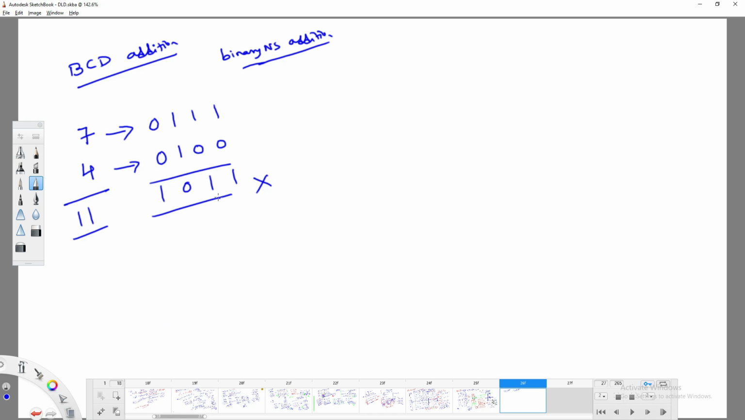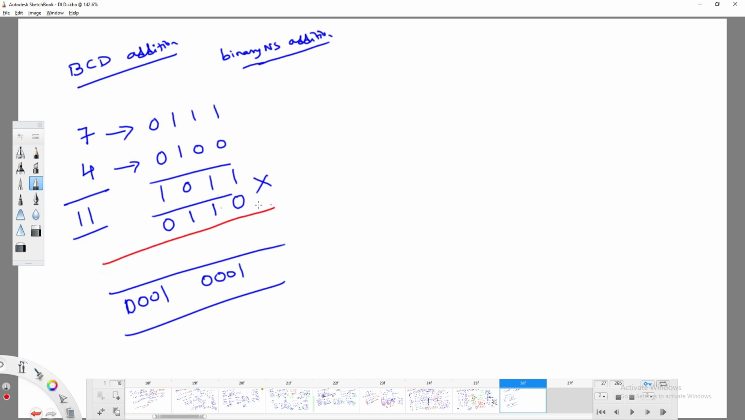But what is the result we need? 11. Can you convert this into the binary coded decimal representation of 11? Binary coded 11 is 0001 0001. Can you convert 1011 into this? No, it is not possible. You have to do some kind of processing. Try to think. As it is invalid, I am simply going to add plus 6, which is 0110. Try to add now.